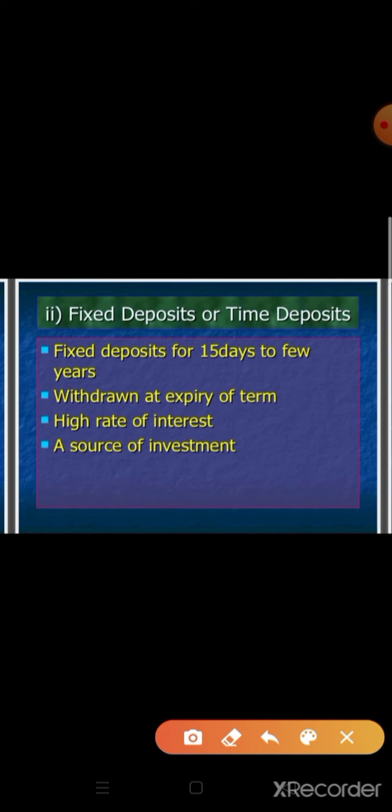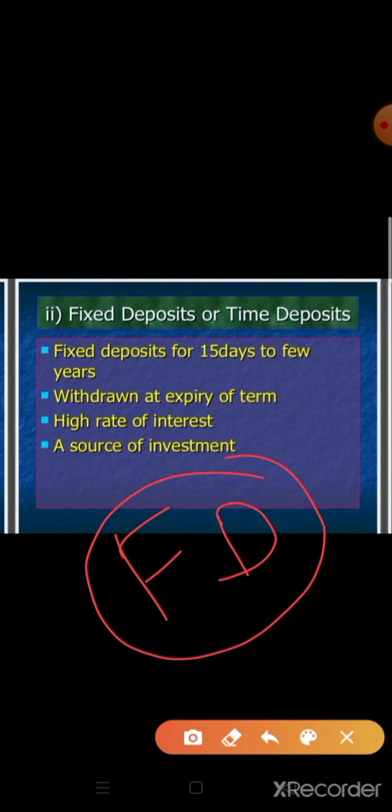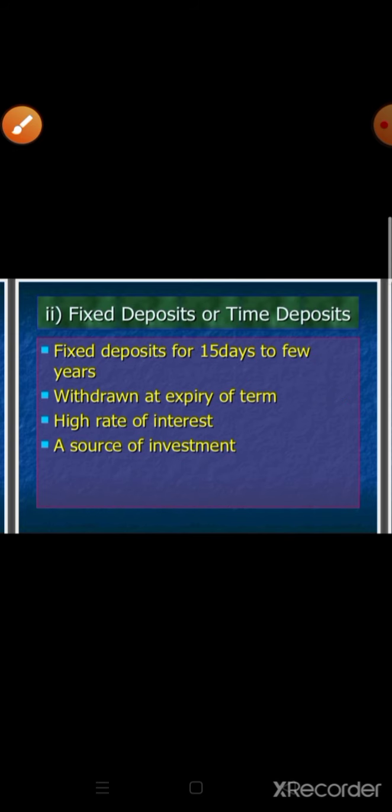Next, fixed deposit. We have all heard the name FD, and we know its function. It is also called time deposit. FD is for 15 days to a few years, and it is withdrawn at expiry of the term, though before that we can also withdraw. A high rate of interest is there, and it is like a source of investment.